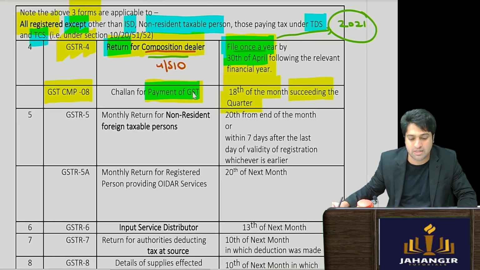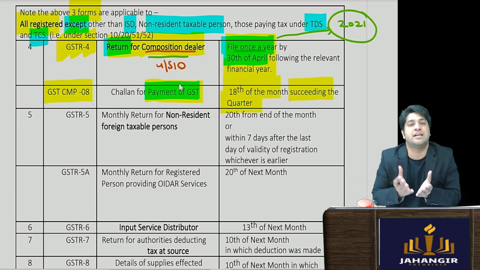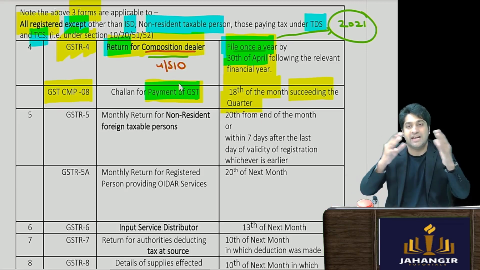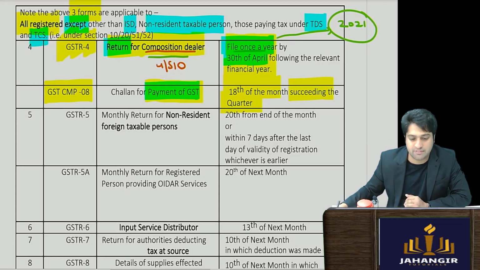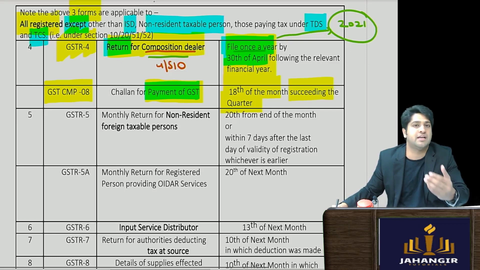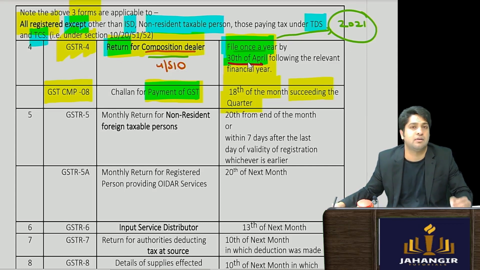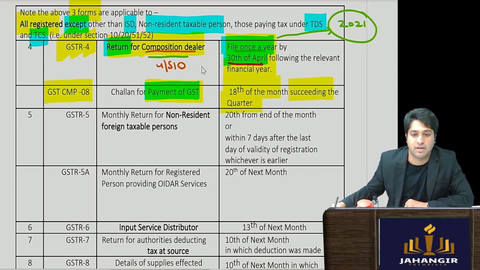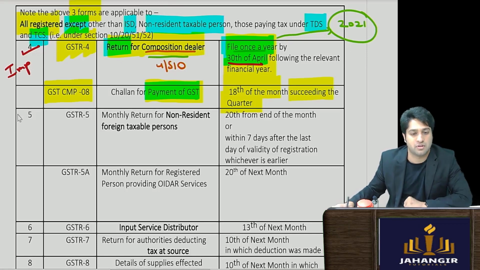So payments will be made quarterly for composition dealers, and once the entire year is over, for the entire year, one return has to be filed, giving the details of their inward supplies, outward supplies, and all the possible details by the 30th of April following the relevant financial year. Okay, so this is important, extremely important. You can note it down. So this was your GSTR 4.